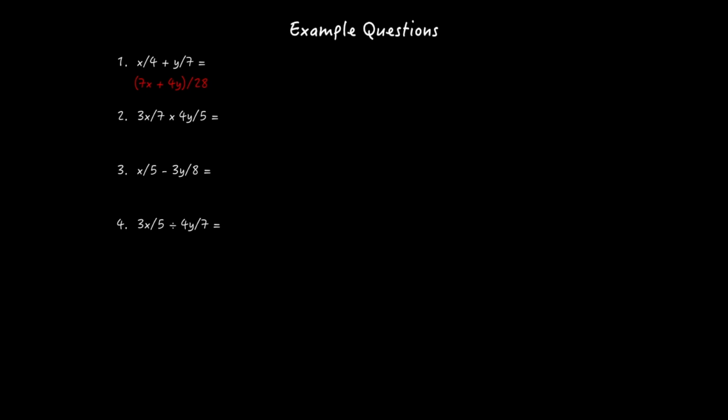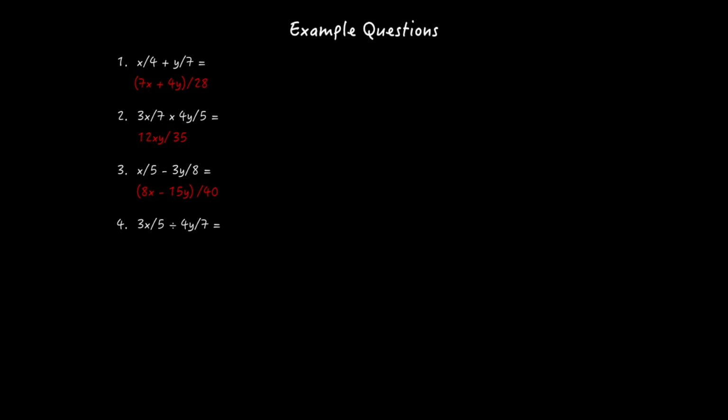Second question says 3x divided by 7 times 4y divided by 5. This is basic multiplication, and we need to multiply the numerators and multiply the denominators. We get 12xy divided by 35. Question 3 says x divided by 5 minus 3y over 8. We need to multiply the denominators, which gives us 40, and cross-multiply the fractions, and we get 8x minus 15y.